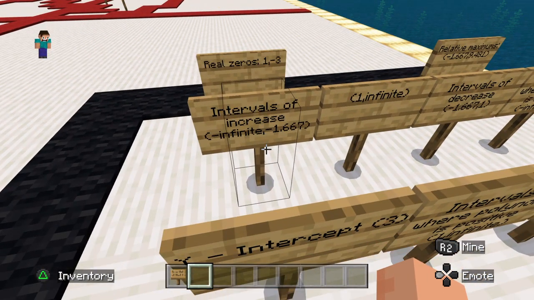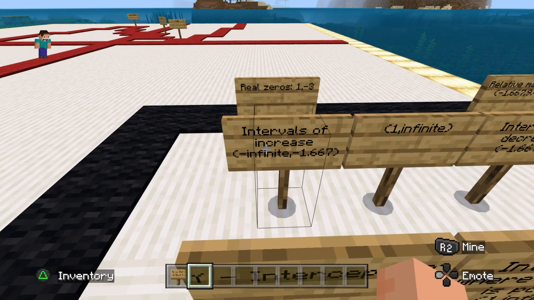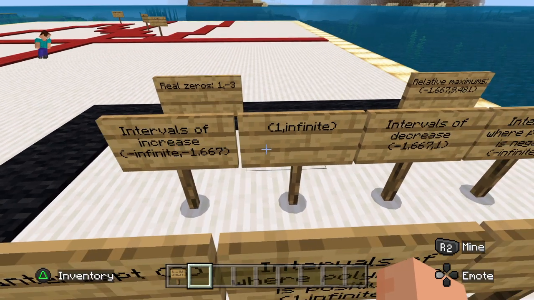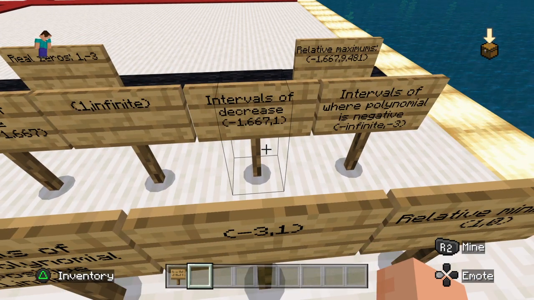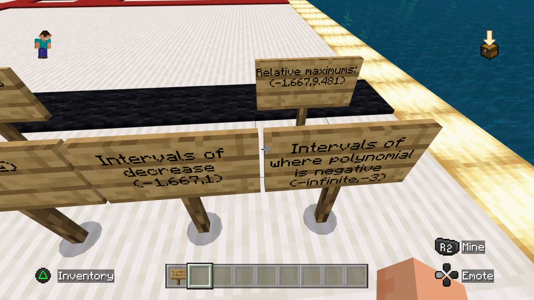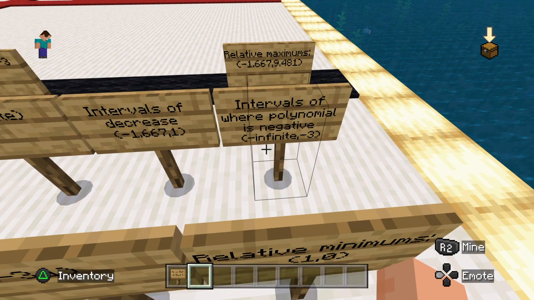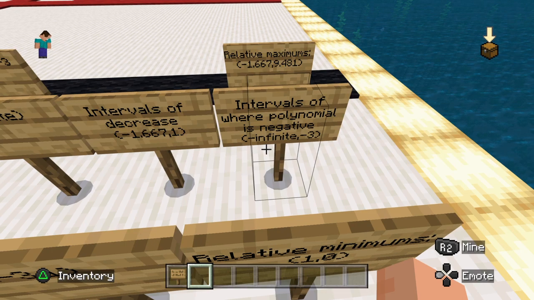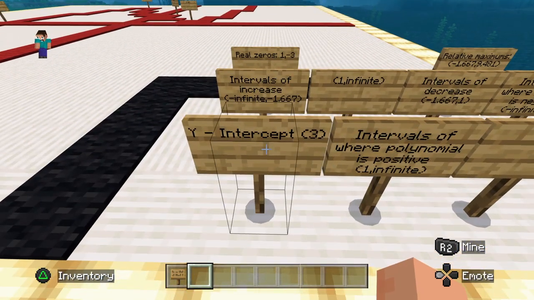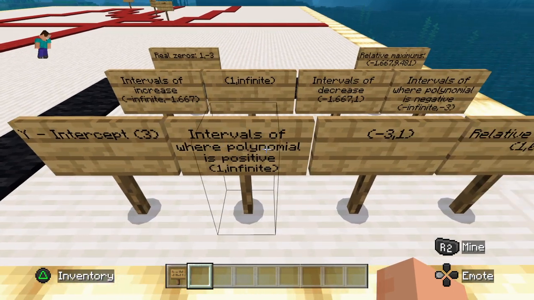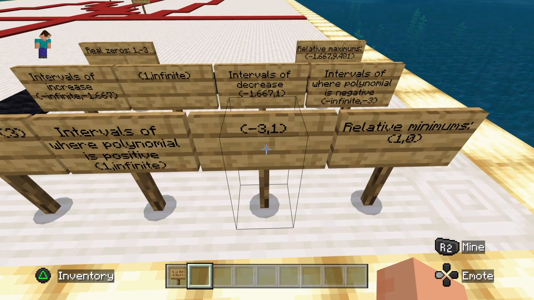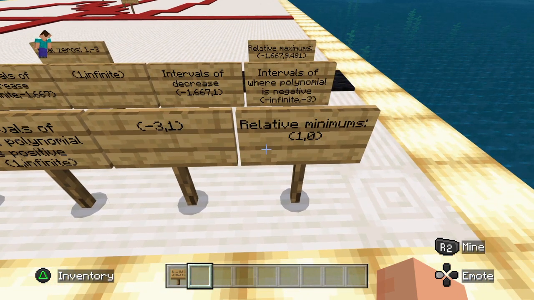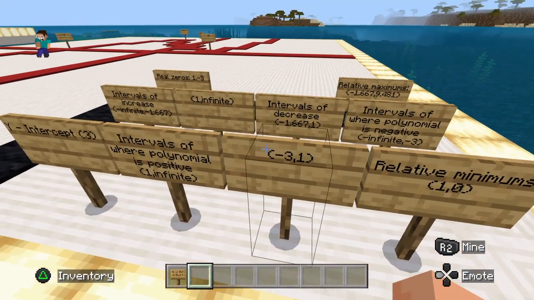Intervals of increase would be negative infinity to negative 1.667 and 1 to infinity. Intervals of decrease would be negative 1.667 to 1. Intervals of where the polynomial is negative: negative infinity to negative 3. The y-intercept would be 0, 3. Intervals of where the polynomial is positive are 1 to infinity and negative 3 to 1. Relative minimums would be 1, 0.